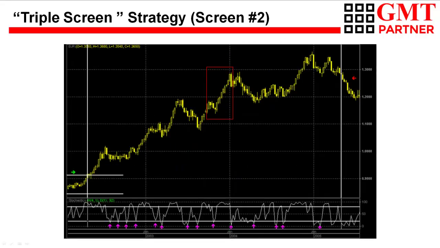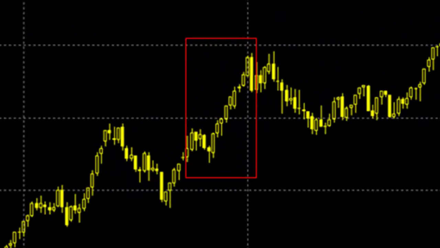Now, let's switch to the weekly chart. Here, the same vertical lines highlight the same area. During this period of time, the trader should only use buy signals of the stochastic oscillator. They are indicated by the arrows in the oversold zone. Please pay attention to the area of the chart highlighted with a red rectangle.